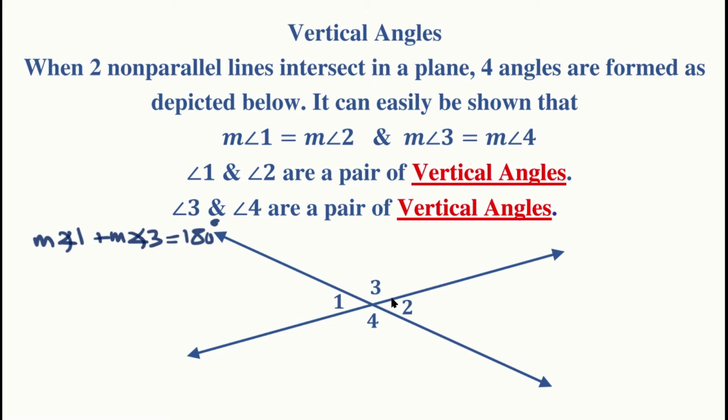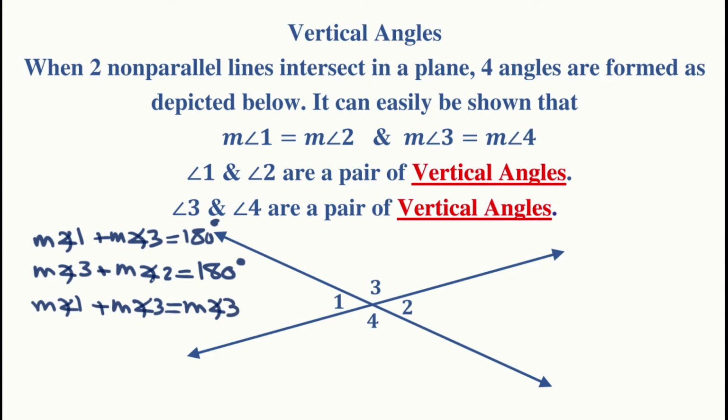We also can see that the exact same holds for angles 3 and 2, right? The measure of angle 3 and measure of angle 2 also add up to 180 because those two are also adjacent supplementary angles. So we also have the measure of angle 3 plus the measure of angle 2 equals 180 degrees, correct? So now notice, since both of these expressions are equal to 180, that means they're equal to one another. So now we can say that the measure of angle 1 plus the measure of angle 3 is equal to the measure of angle 3 plus the measure of angle 2.